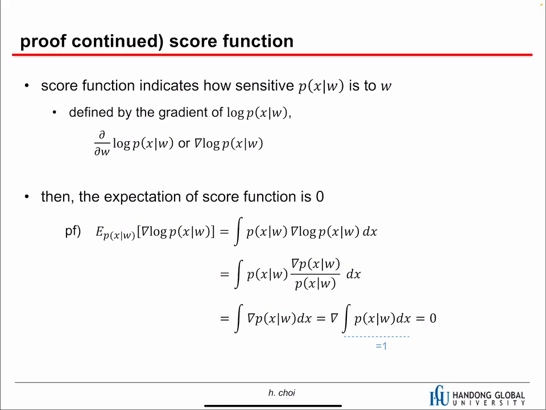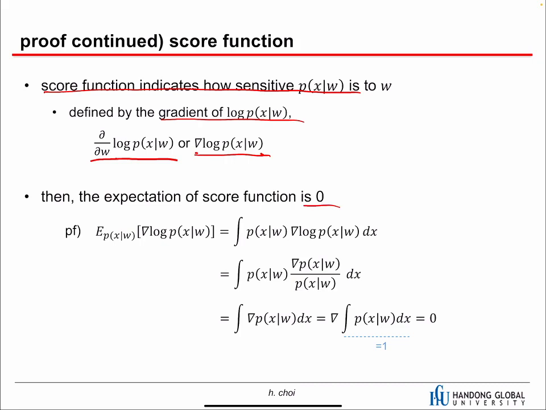Before proving that, we have to learn some concepts. We have to understand the score function. The score function indicates how sensitive P is to W. If the score function is high, then when we move W slightly, P of x given W moves a lot. It is defined by the gradient of this log probability. We can use this notation or this notation. It's basically the same thing, but this one is simpler, so I'm going to use this one. Then the expectation of this score function is 0.